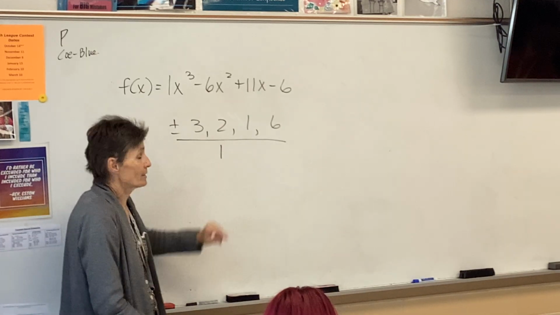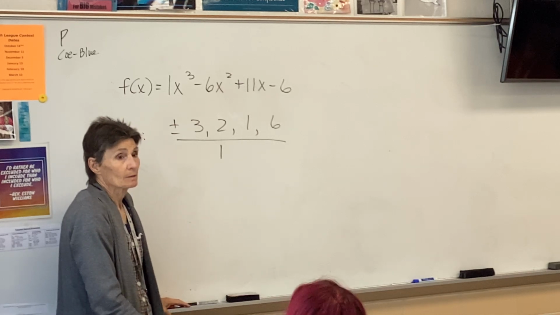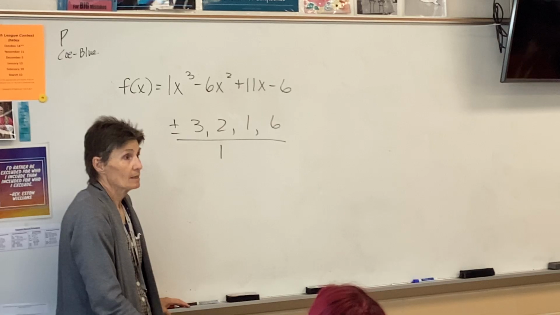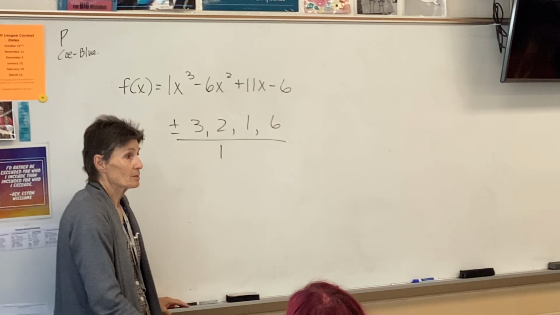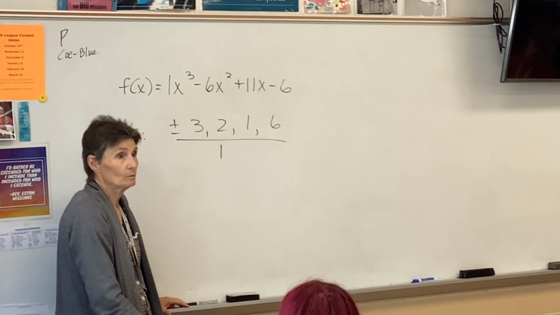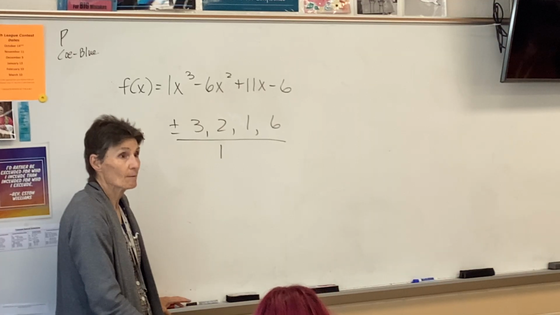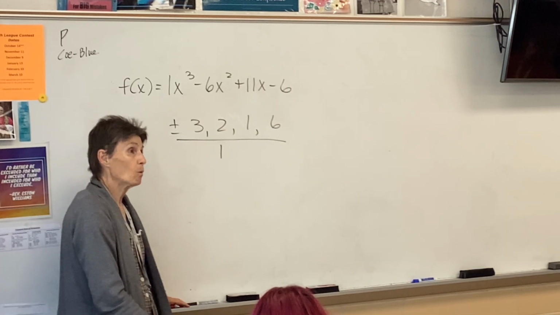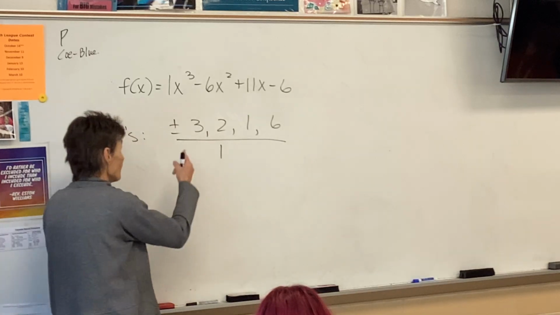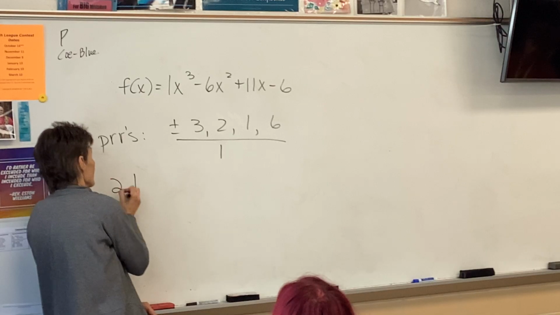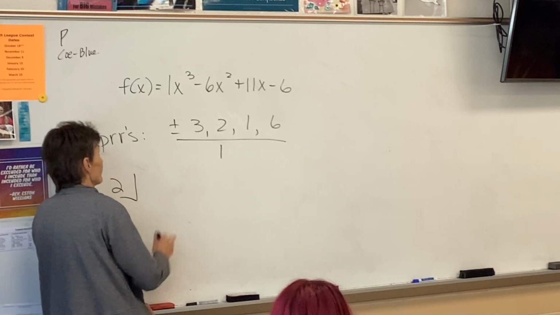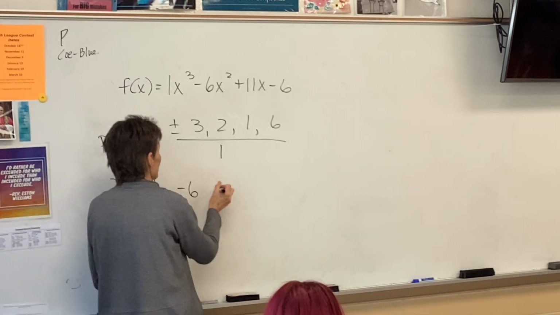How many numbers are in that list? There are 8 numbers in that list: plus or minus 3, plus or minus 1, 2, and 6. So now we're going to guess one. Pick a number in the list. 2. Put it in the box and do the division.